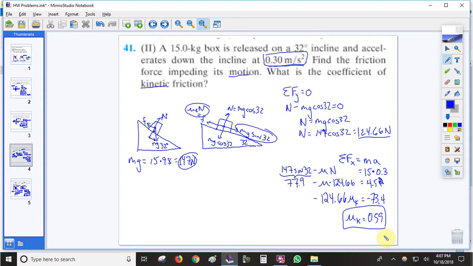So the coefficient of kinetic friction in this situation is 0.59.